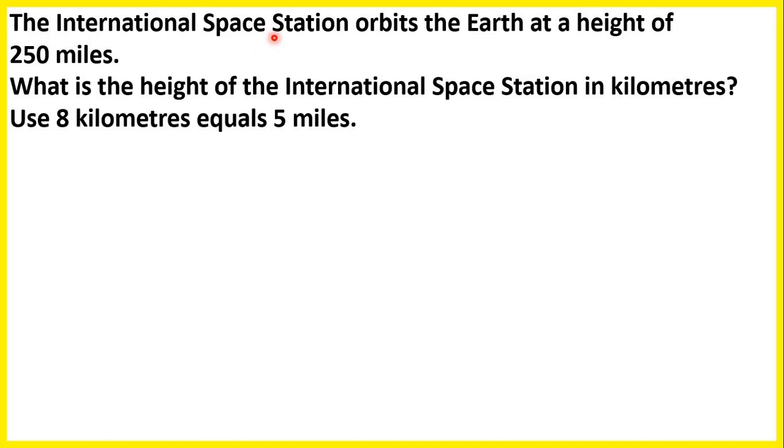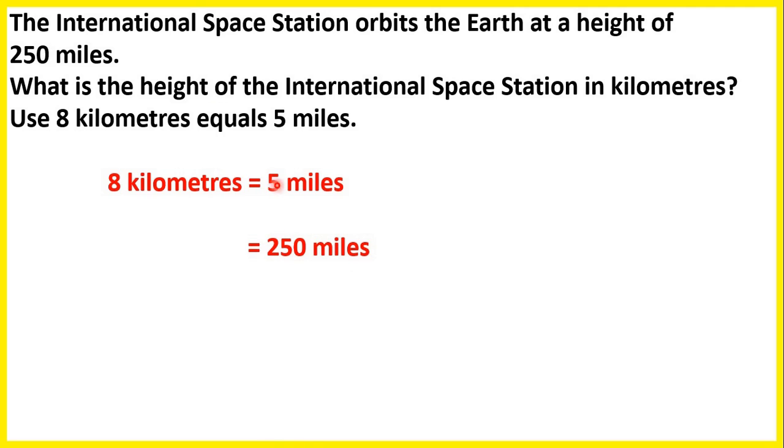The International Space Station orbits the Earth at a height of 250 miles. What is the height of the International Space Station in kilometres? Use 8 kilometres equals 5 miles. So first, let's write down what they've told us is the same. So 8 kilometres equals 5 miles. But we want to know how many kilometres is 250 miles.